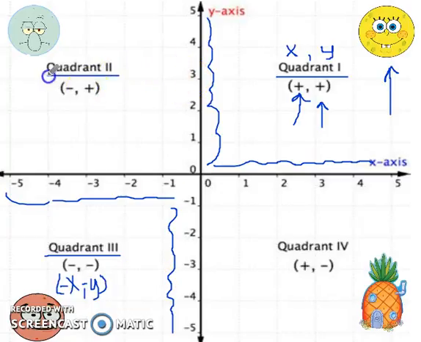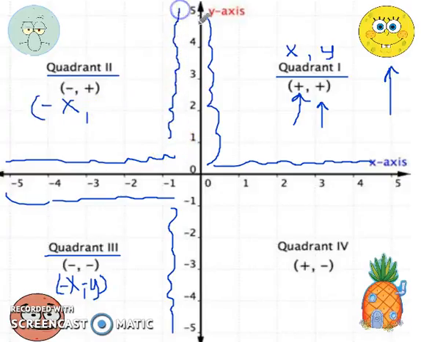Okay, let's hop over to 2. Notice it goes 1, 2. So Squidward is in a really weird quadrant. The x-axis numbers, or the first number in your ordered pair, is always a negative number. But then, if you look on your y-axis, all these numbers are in the plus. 5, 4, 3. So your second number is always positive.